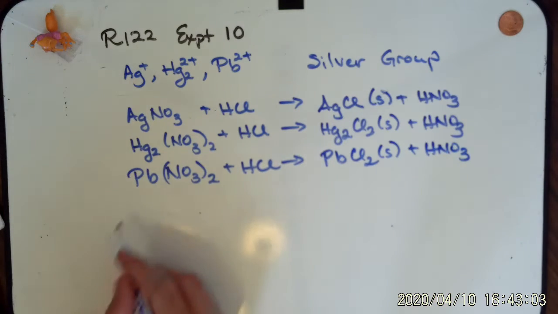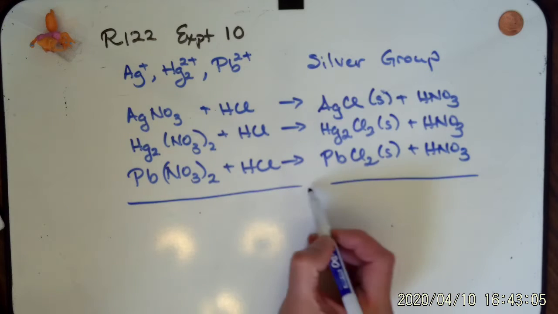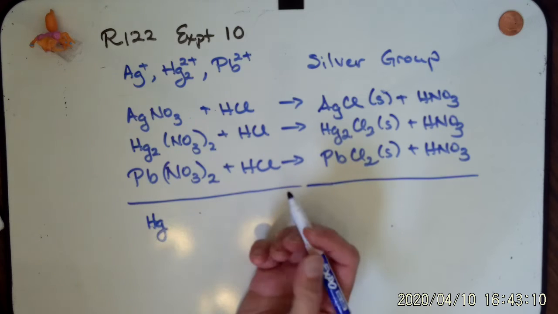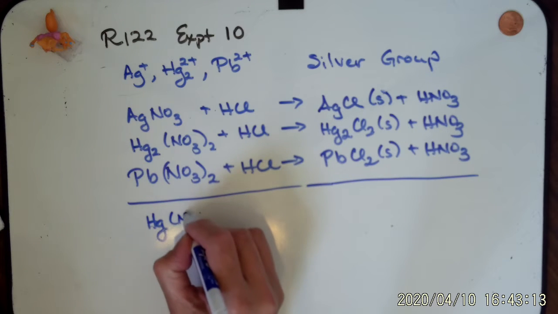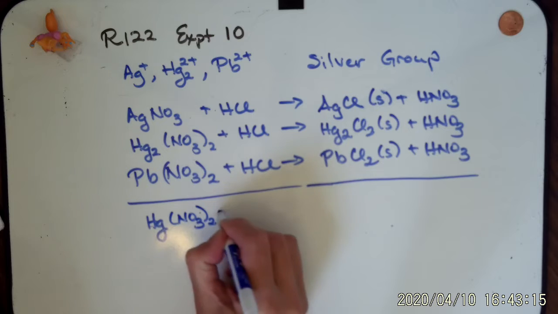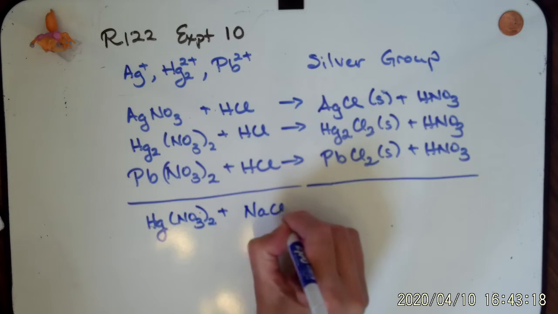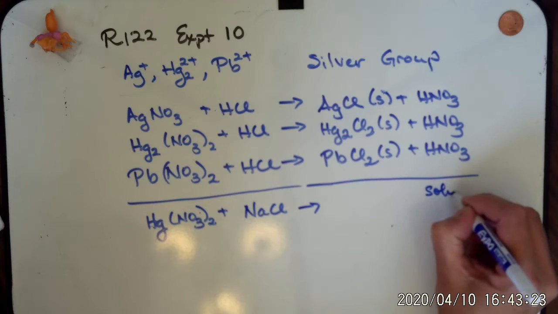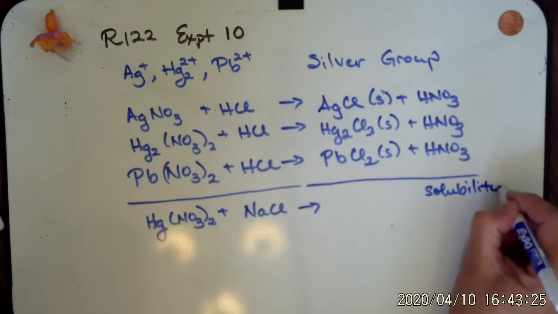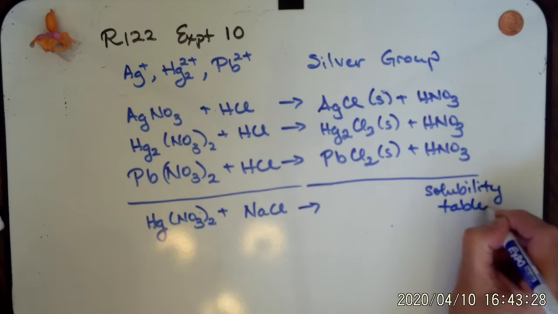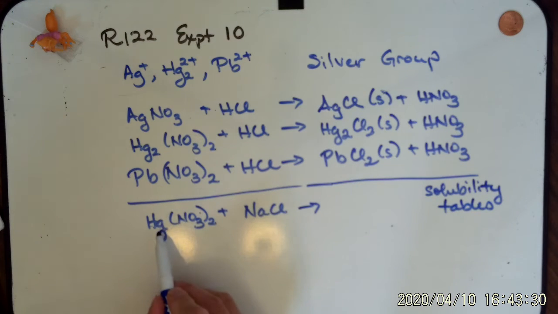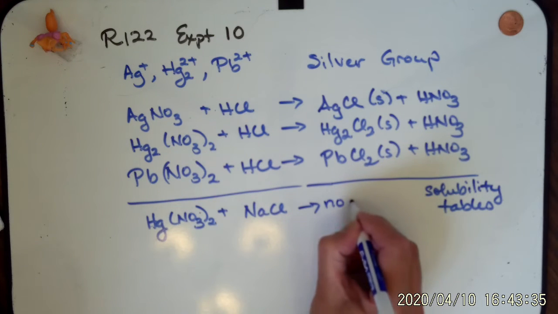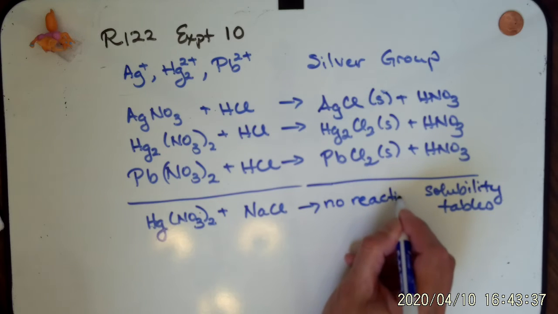Okay, so let's take a look at the question. Mercuric nitrate. Mercuric, that means it's a +2. Nitrate plus sodium chloride. And when you do this, look up your solubility tables. Okay? And what you'll find is mercuric chloride is soluble in water, so you get no reaction. Everything stays in solution.